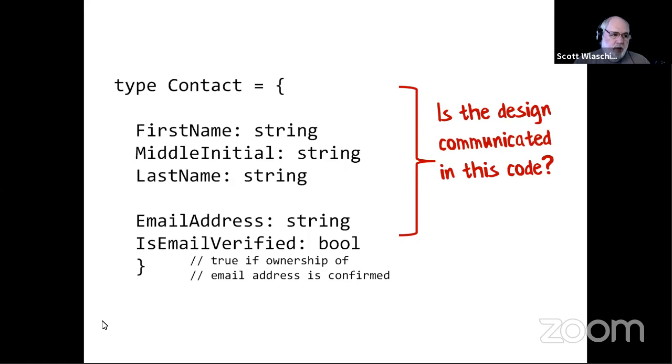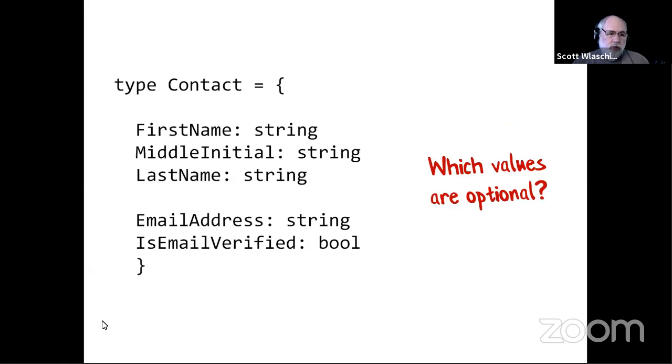And do you think the design is communicated in this code? So for example, which values are optional? Like the middle initial, maybe that has to be optional, but the other ones are required. It's not at all clear from this code. It might be done in some validation logic somewhere, but it's not clear from this design.